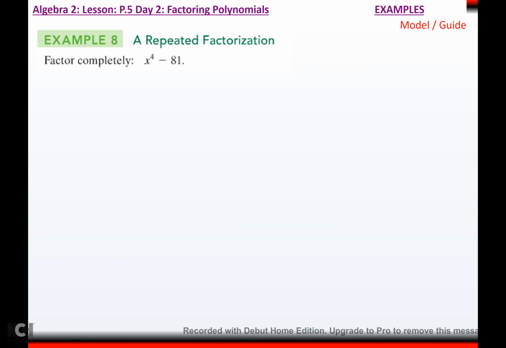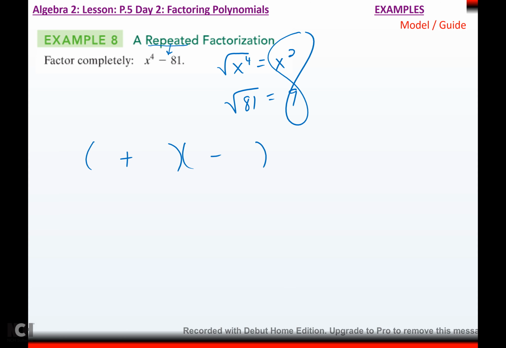Now, a repeated factorization. Your author can be tricky. I check to see if these are perfect squares. The square root of x to the 4th is x squared. Perfect. The square root of 81 is 9. Perfect. So, and it's a difference. Perfect. So bino, bino, plus and minus. Here's my two terms: x squared plus 9, x squared minus 9.